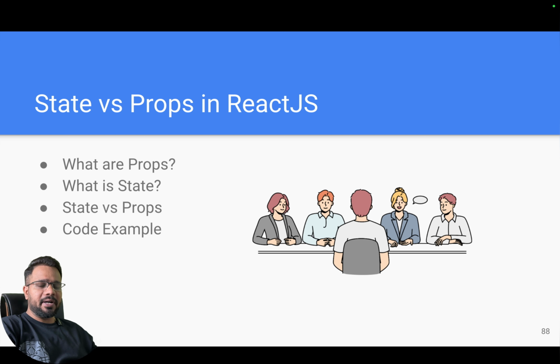Props means property. So what is the definition of props? It is used to pass data from parent component to child component. Props are read only, which means they cannot be modified by the receiving component. So I can explain props in a better way with the help of an example.